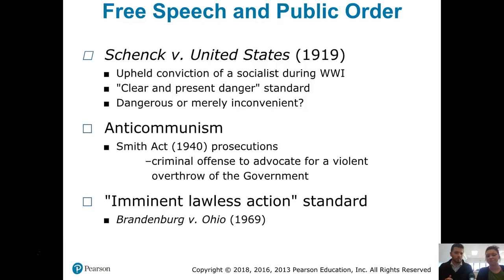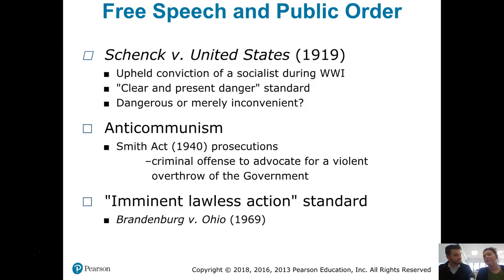So a lesson to learn is that during war, all of your rights get thrown out the window. That's what this last bullet means: is it dangerous or merely inconvenient? Did we really have a good justification for fighting in World War I? They didn't want to answer those tough questions, so Schenck's conviction was upheld. But again, that's why you have to keep the public safe first, and that's kind of why your rights don't really apply there.